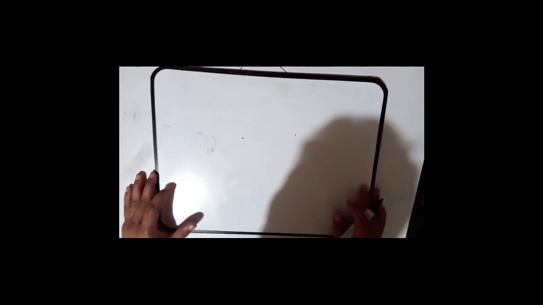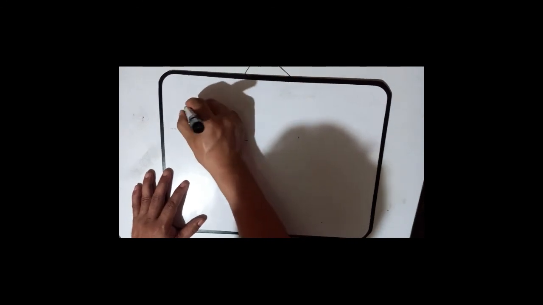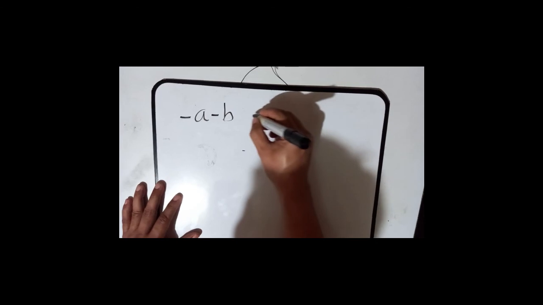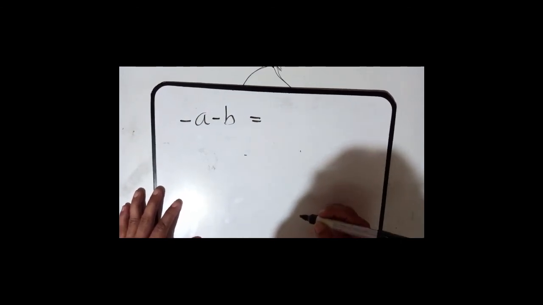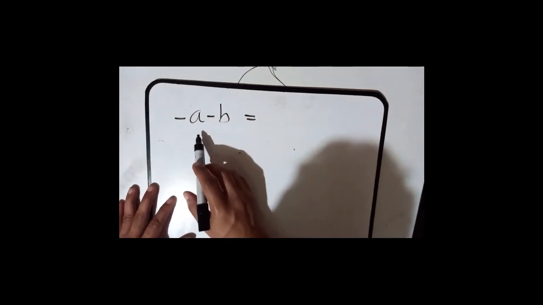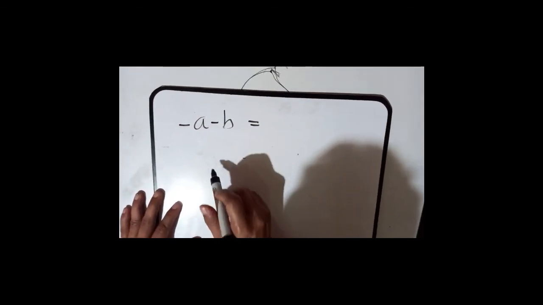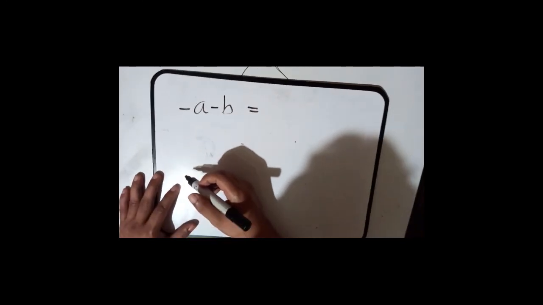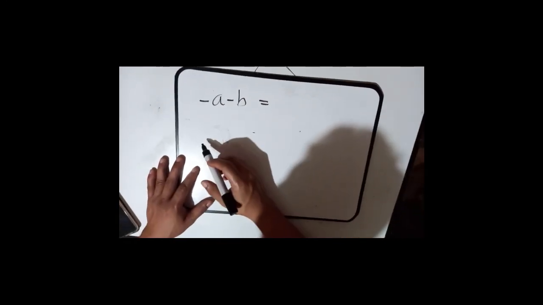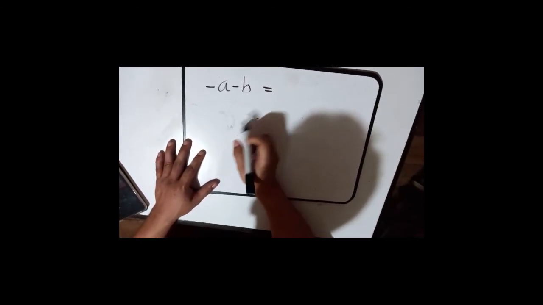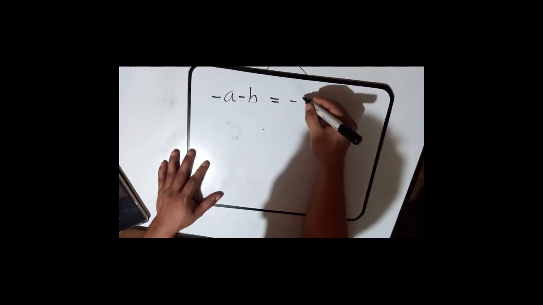Okay, so in this video, let's have a different example of factoring. So let's say we have negative a minus b. Okay. If you're going to observe this expression, it will tell you that there's no way to factor this out. But there is. So what is the factor of this? We will use the negative 1.